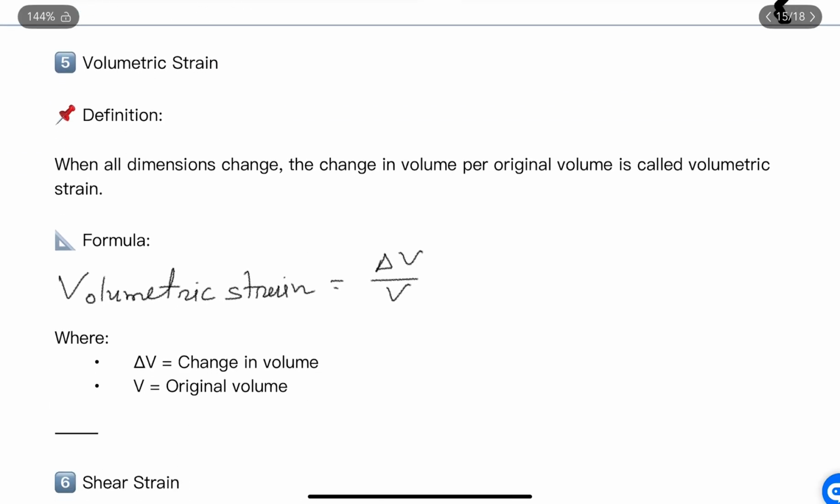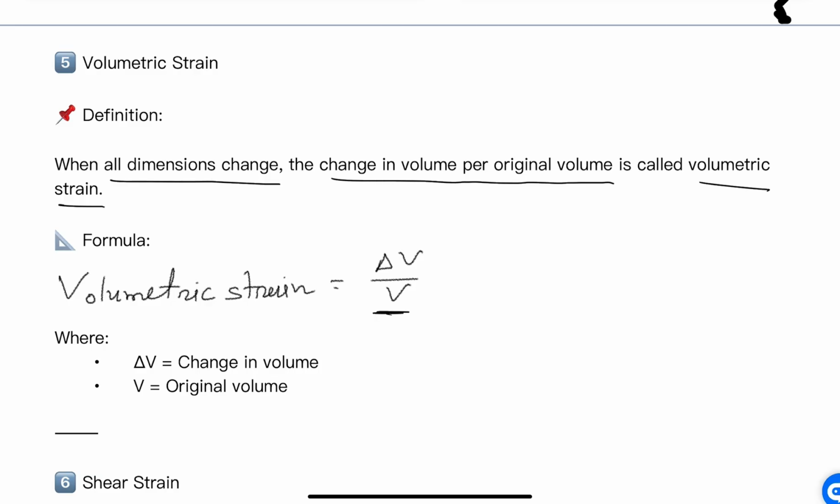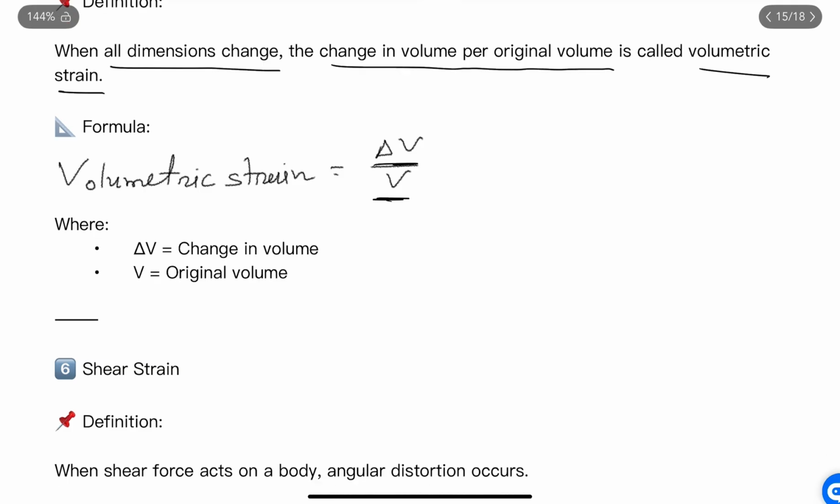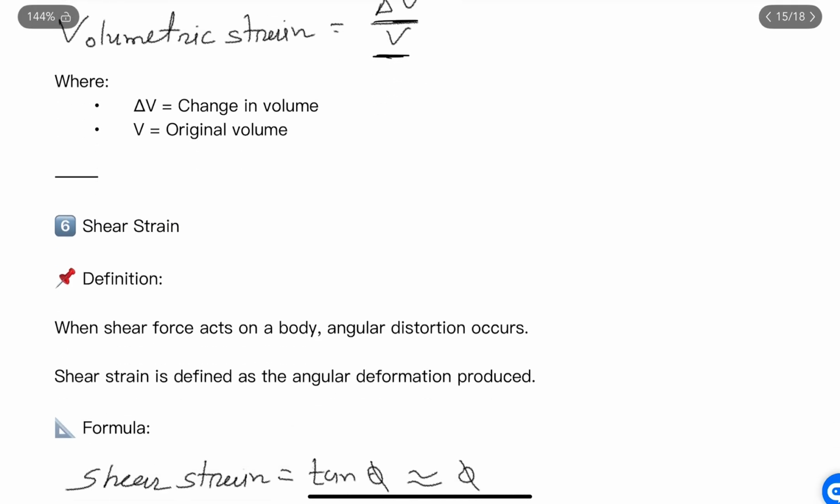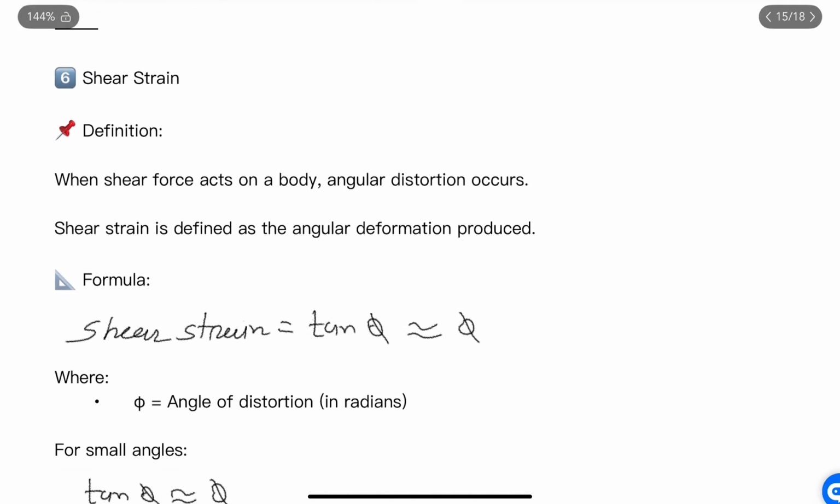The next type is the volumetric strain. Due to the force, if there is a change in the volume, it's called volumetric change. When all the dimensions change, the change in volume per original volume is called volumetric strain. The equation is the same as here. Now the last thing, the shear strain.